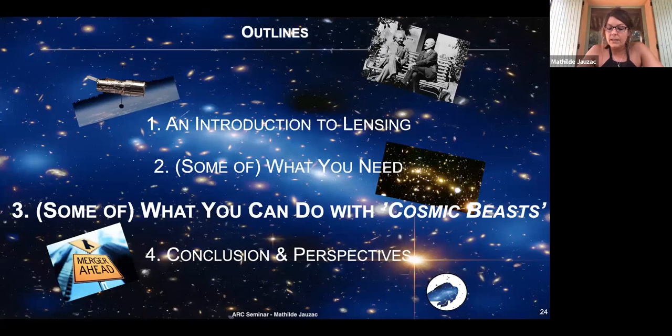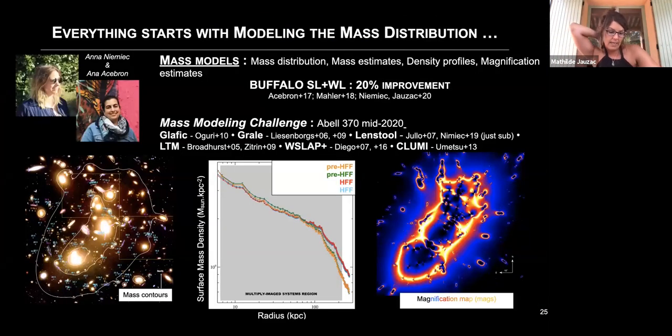So now let's talk a bit of science. Before that, I'm not saying that mass modeling is not science, but it's a tool again. Says the mass modeler, so I'm allowed to say that. Anyway, everything that I'm going to present now depends on mass models. Without reconstructing the mass distribution of your cluster, you can't do anything that I'm going to present after that. So your mass modeling is extremely important.